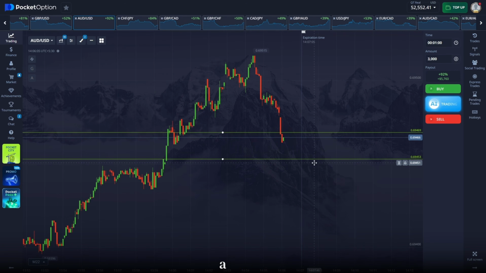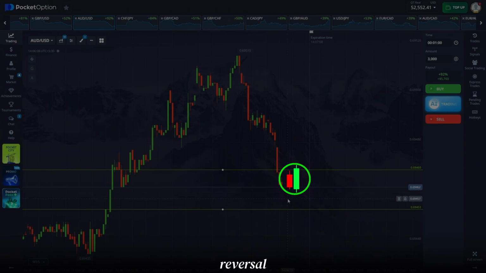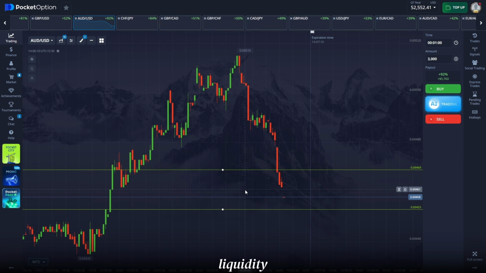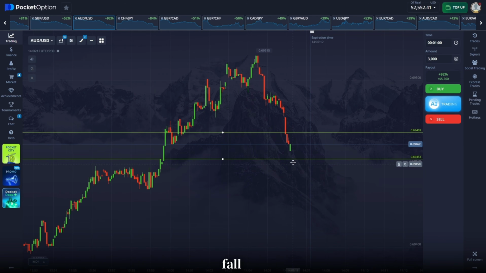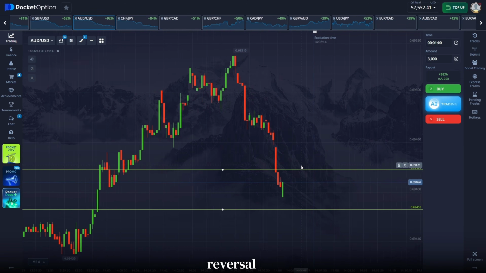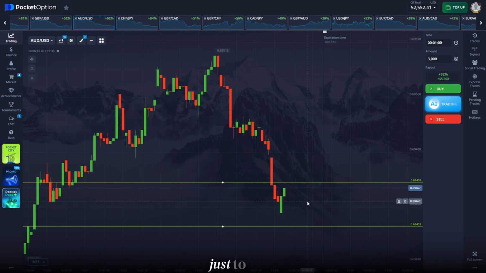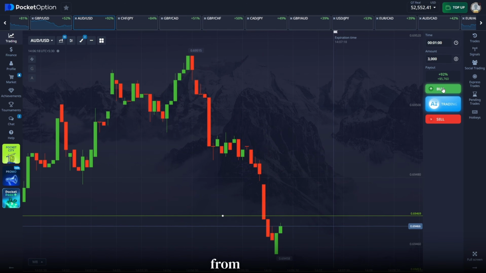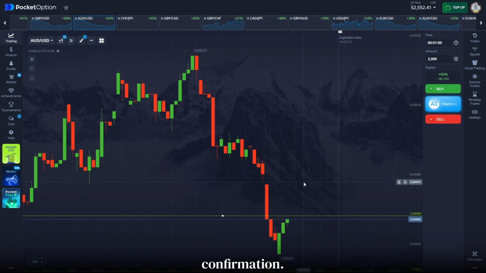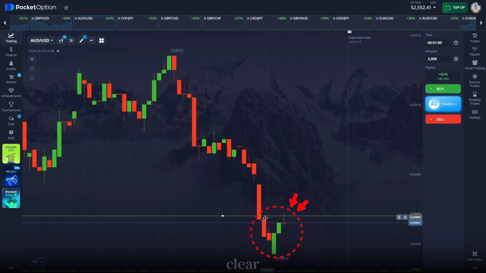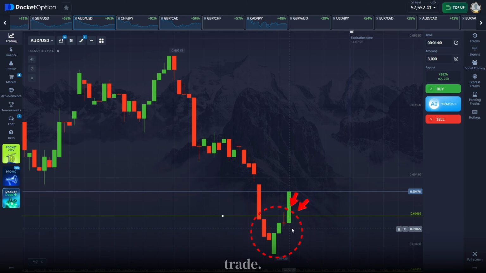Now we need a strong bullish reversal pattern to place a trade. This is the liquidity zone according to me. If price fall, the chances of reversal are high because the price is falling just to grab liquidity from retail traders. I'm waiting for a clear confirmation. These are not very clear confirmation, that's why I'm not placing any trade.